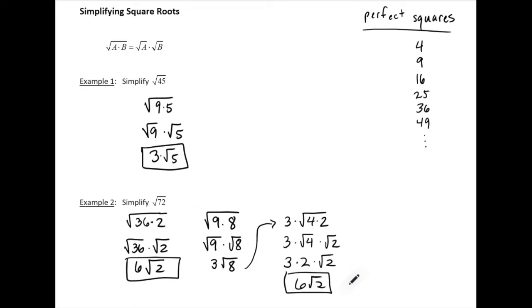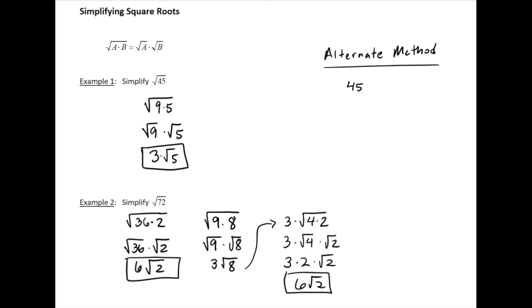Let me show you an alternative method that can be used to simplify these square roots using factor trees and prime factorizations. Remember, to make a factor tree, we can start with any product of factors that equals the given number. I'm going to start with the smallest factors. 45 is equal to 3 times 15.